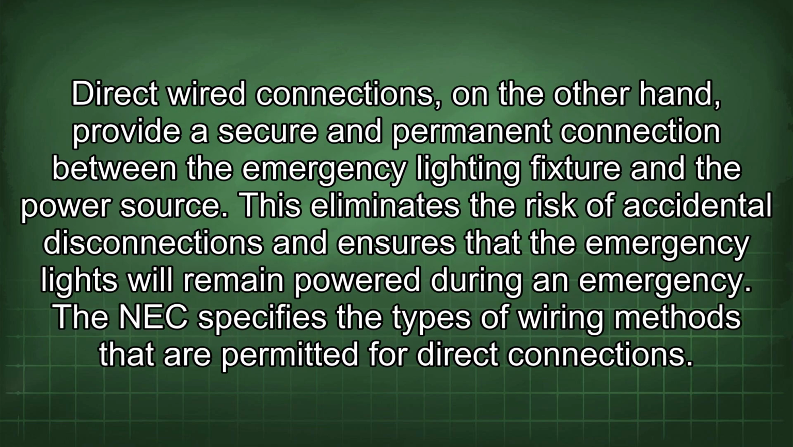Direct wired connections, on the other hand, provide a secure and permanent connection between the emergency lighting fixture and the power source. This eliminates the risk of accidental disconnections and ensures that the emergency lights will remain powered during an emergency. The NEC specifies the types of wiring methods that are permitted for direct connections.